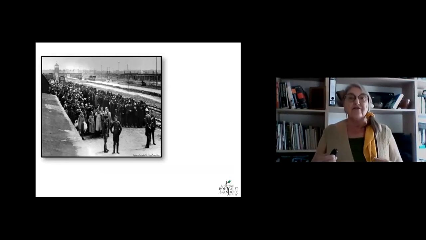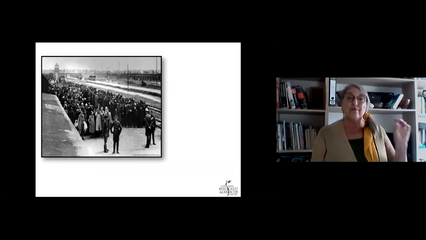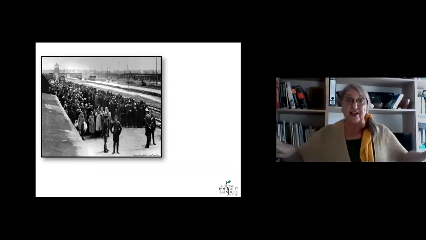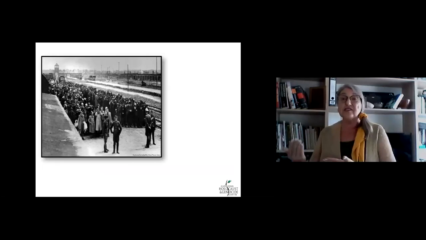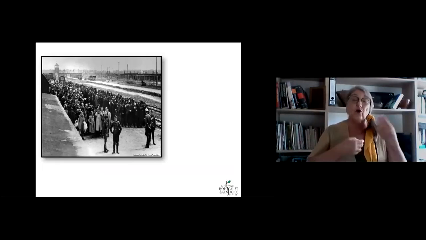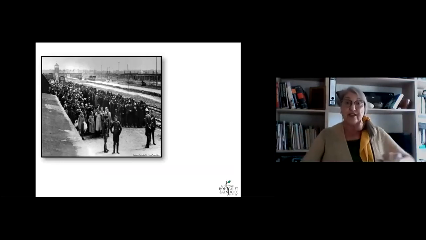Well, when they arrived there, they were separated by gender. So you had men and women separated. So it might have been the last time that a mother saw a son, or a father a daughter, or a husband a wife, or a brother a sister, because they were separated.